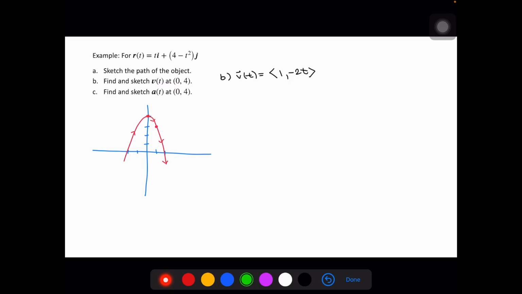And then at the point (0, 4), we just figured out earlier when x is 0 and y is 4, that corresponds with t equals 0. So I just took t equals 0, plugged that into my velocity vector, and got the vector ⟨1, 0⟩. And then I'm going to sketch that on my graph at that point (0, 4). So in purple, I drew my velocity vector. Notice that the velocity vector is tangent to that curve.